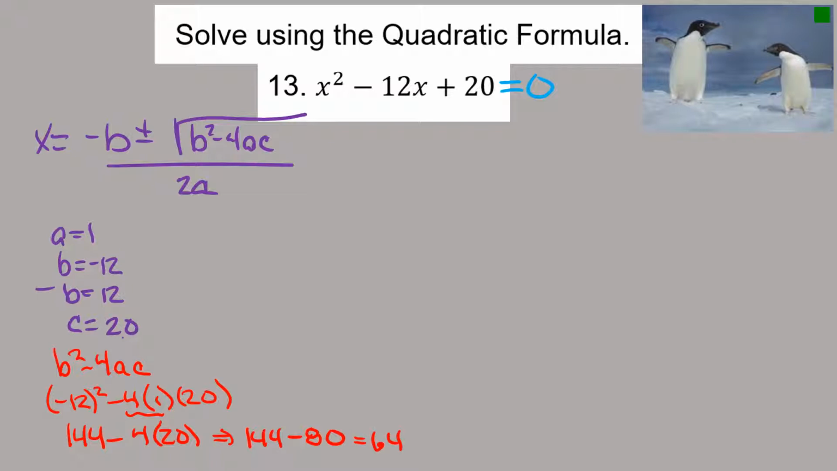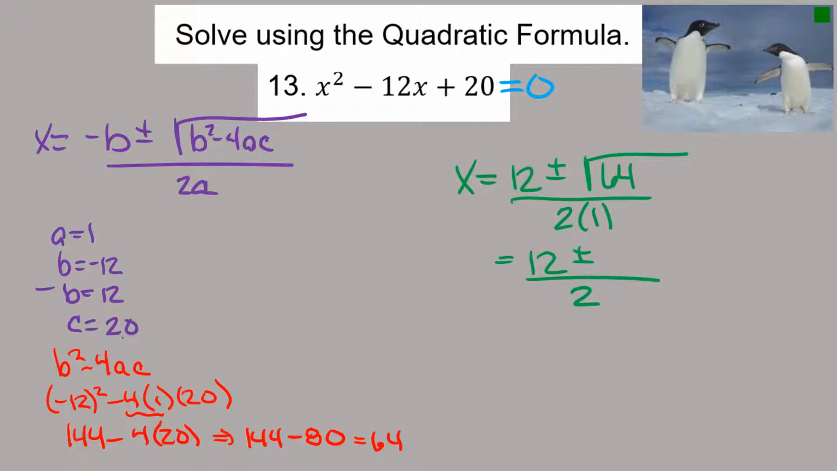So x is going to equal the opposite of b, which is 12, plus or minus the square root of the value of the discriminant, which is 64, all over 2 times a, which is 1. So we have the 12, we have the plus or minus, 2 times 1 is 2. The question is, is there a square root of 64? There is. The square root of 64 is equal to 8. Those are the ones you got to memorize, guys. It is not equal to the square root of 8, it's just equal to 8.